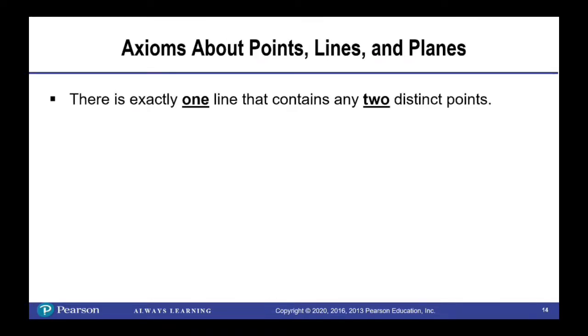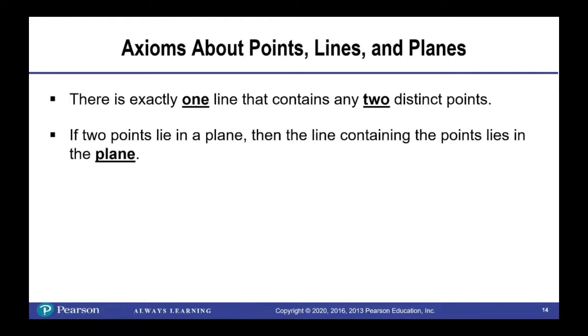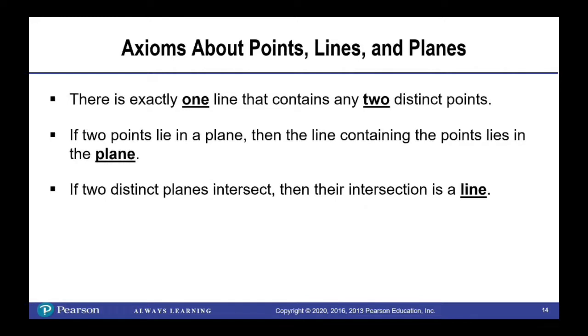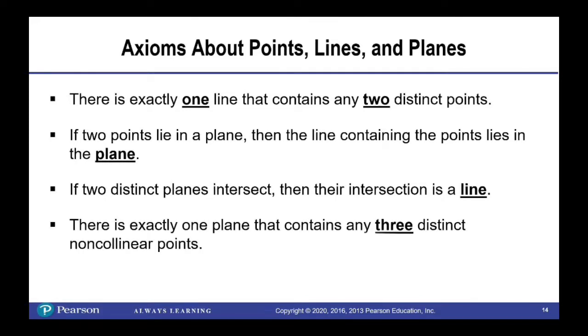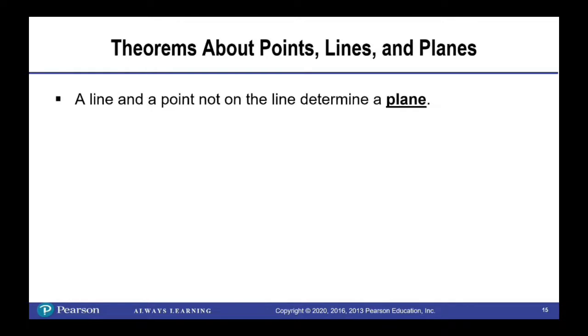Now, let's look at some axioms about points, lines, and planes. There is exactly one line that contains any two distinct points. If 2 points lie in a plane, then the line that contains those 2 points or connects the 2 points also lies in the plane. If 2 planes intersect, then their intersection is a line. There is exactly one plane that contains 3 points that are non-collinear.